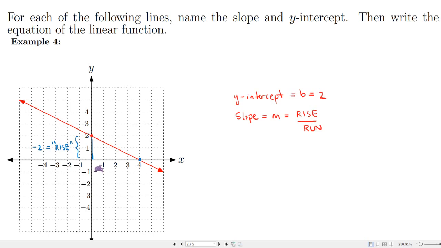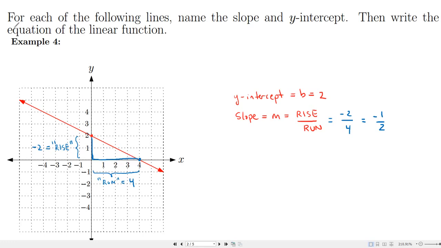And then the run is what? To go from the origin to this point, the run is +4, right? So you come over here, the rise was -2, and the run is +4. So that simplifies to just -1/2. And you could label that over here.